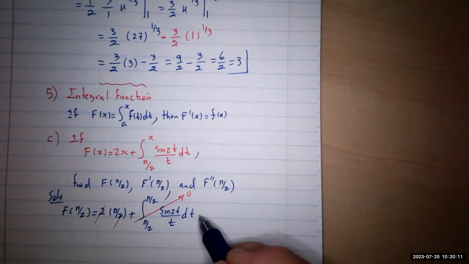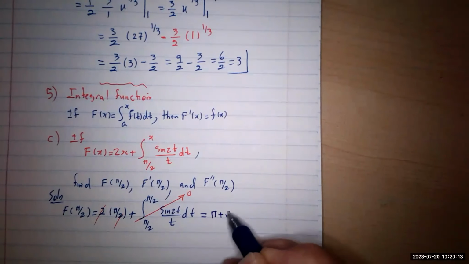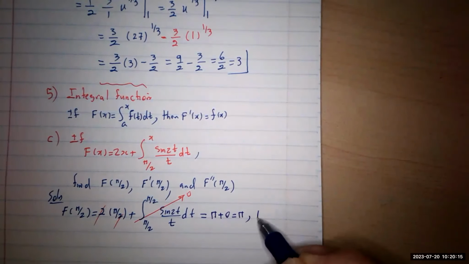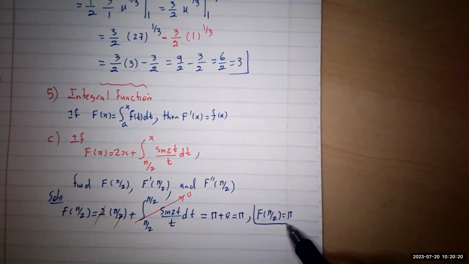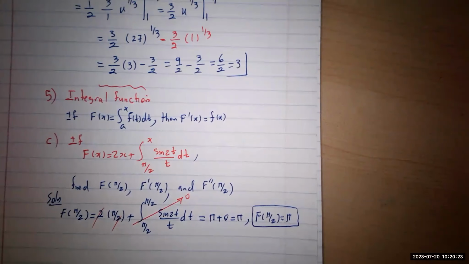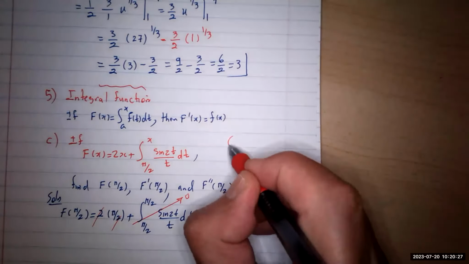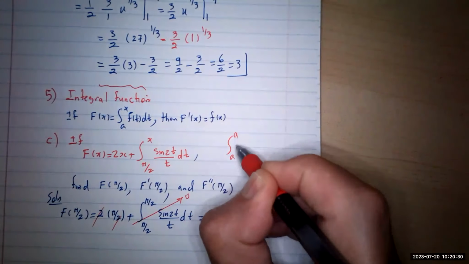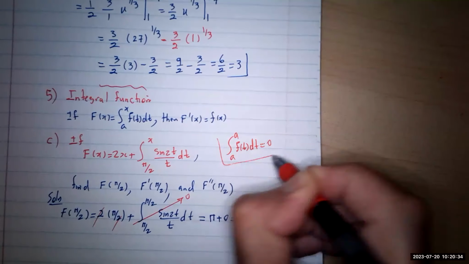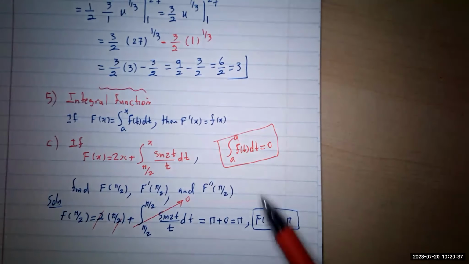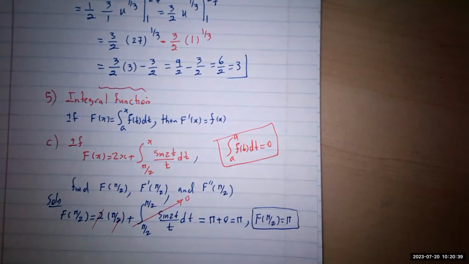This you simplify. So this would be pi plus 0. Pi plus 0 is pi. So f of pi half is pi. That's the first part. Any question? For the first part, you have to remember in general, integral from a to a, f of t dt, is always 0. As soon as these two are the same, because you don't move, you won't get anything. That's it. Okay, so that would take care of the first part. Any question?